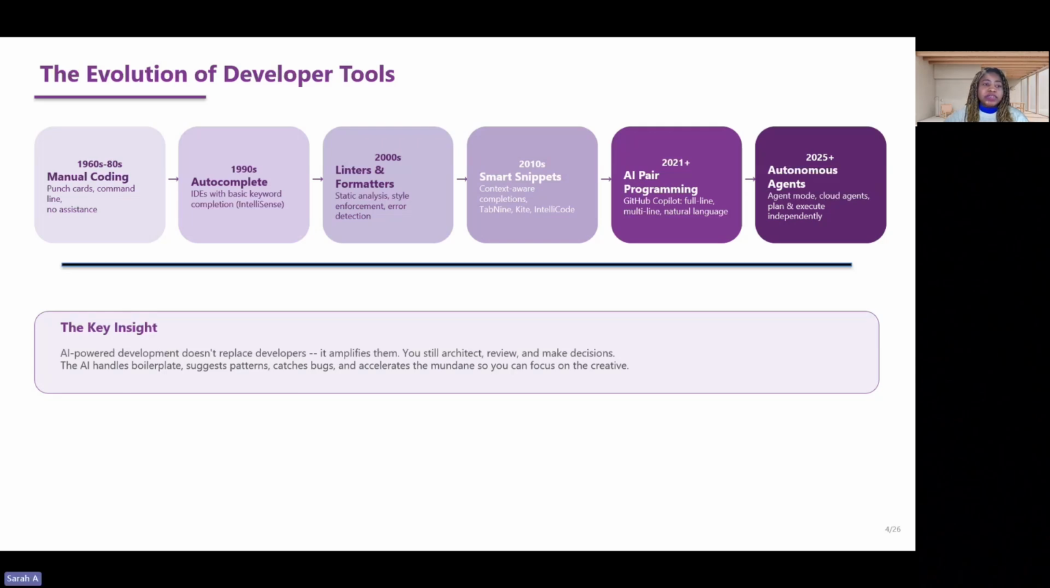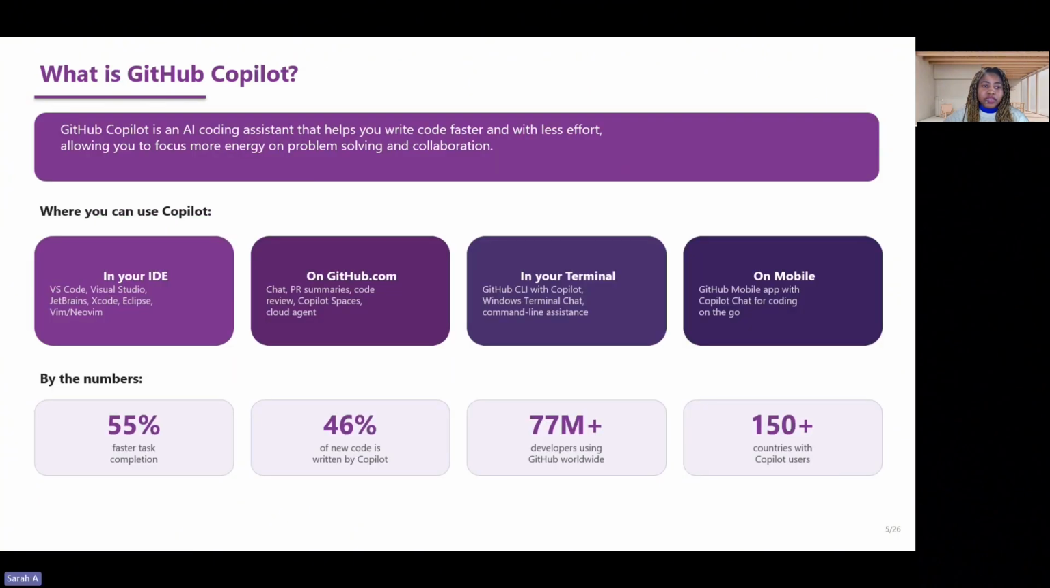So now we've been talking about the evolution of developer tools. So what is GitHub Copilot? I'm going to read from the official definition. GitHub Copilot is an AI coding assistant that helps you write code faster and with less effort, allowing you to focus more energy on problem solving and collaboration. Let me break that down. It's not just an autocomplete tool. It's a full AI coding partner. The word assistant is key. It assists you. As I said earlier, you are the developer making those decisions, and Copilot is there to handle the heavy lifting.